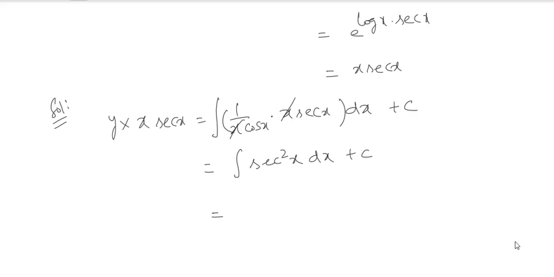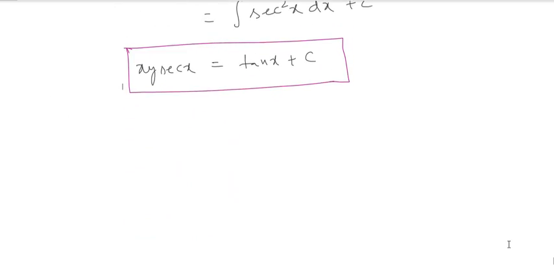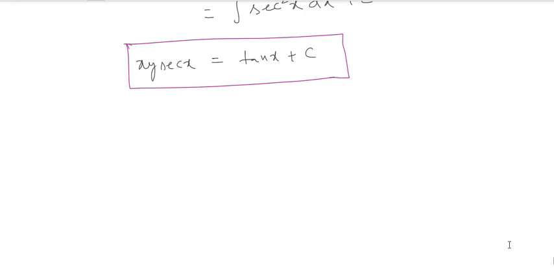What is the integration of secant square x? Tan x. So tan x plus c, which is equivalent to x y secant x. So this is the solution for the corresponding linear differential equation. Am I correct or not? Yes, that is how you have to solve it. Okay. Next problem.